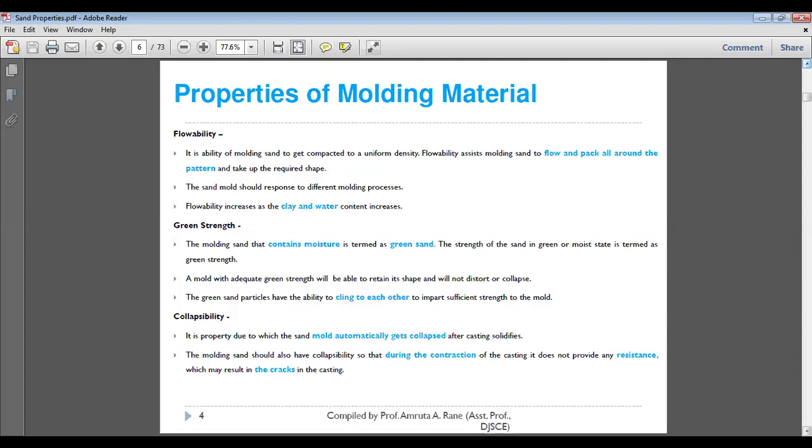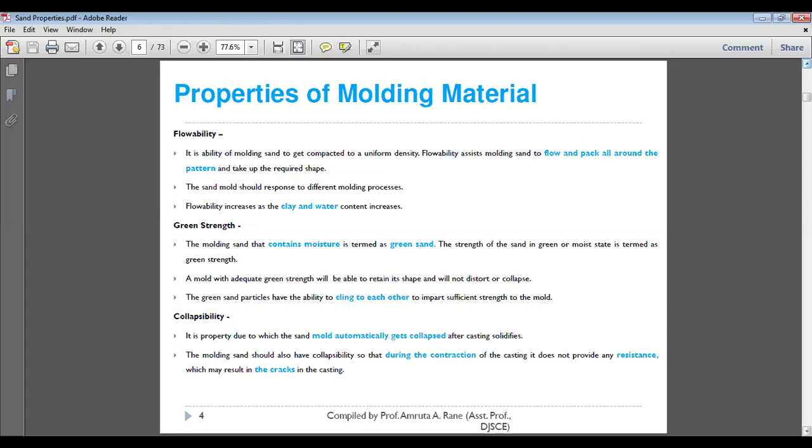So sand mold should be responsive to different molding processes. Flowability increases as the clay and water content increases. Flowability is the ability to move smoothly in the molding shell. That is flowability. Then it must have good flowability.